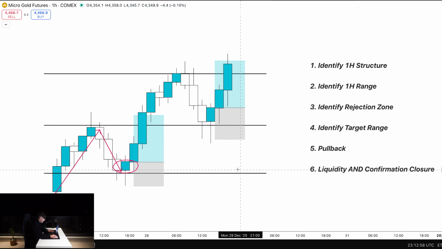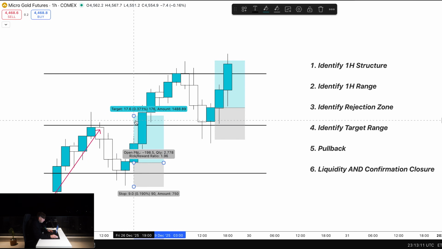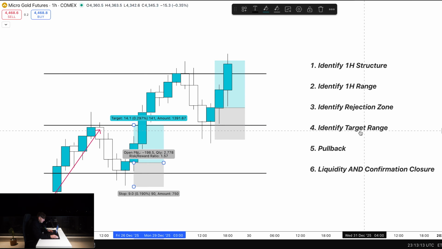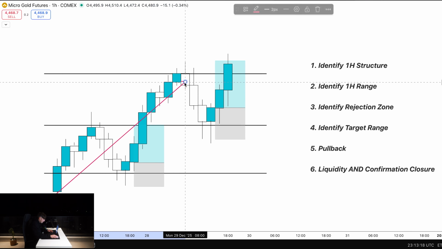Now the way that we do that again is super simple. You can either do one of two things. The entry can either be immediately as this 1 hour candle here closes, you can jump in a buy, as you can see right here, and essentially ride it up towards our target ranges here to the right, which was, as we said, this high here or the next high.